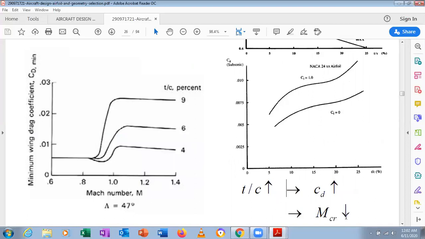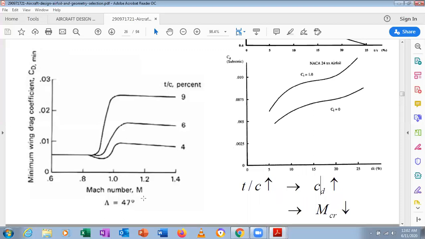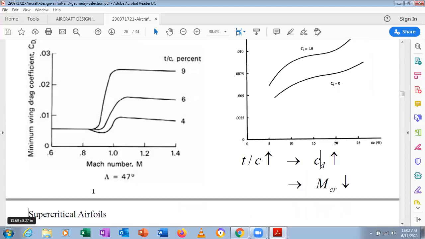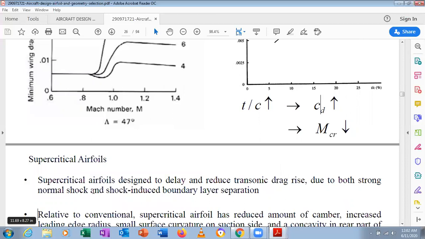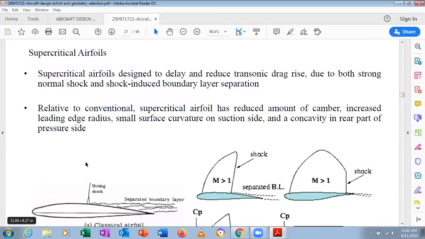What is this critical Mach number? That is the Mach number at which the flow over the airfoil reaches unity, where it becomes supersonic at that point. That is called the critical Mach number. Also you can see capital lambda is 47 degrees; it is called the sweep angle. So the minimum wing drag coefficient, CD minimum, versus Mach number depends upon T by C. If T by C is increasing, CD is also increasing.